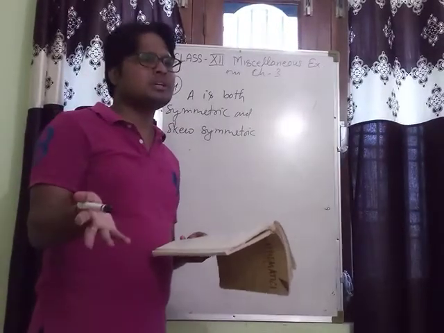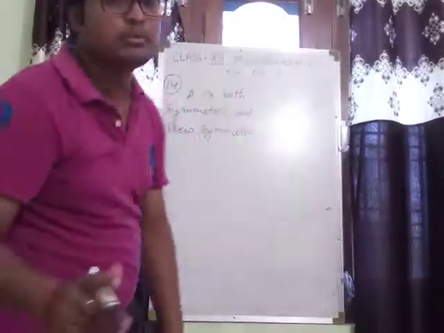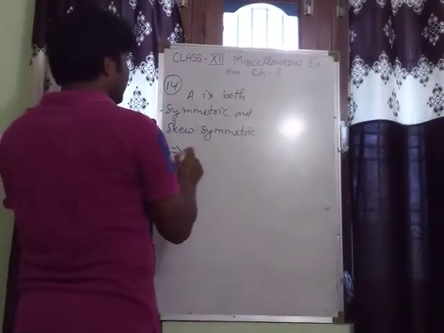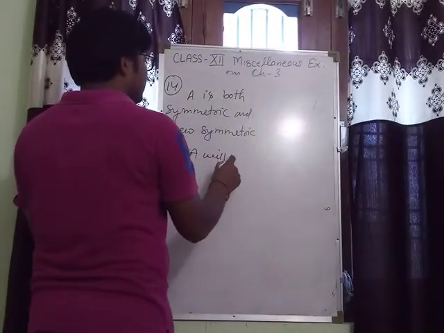Clearly you know this. If A is symmetric and skew symmetric both, then it will be null matrix. Clearly A will be null matrix.